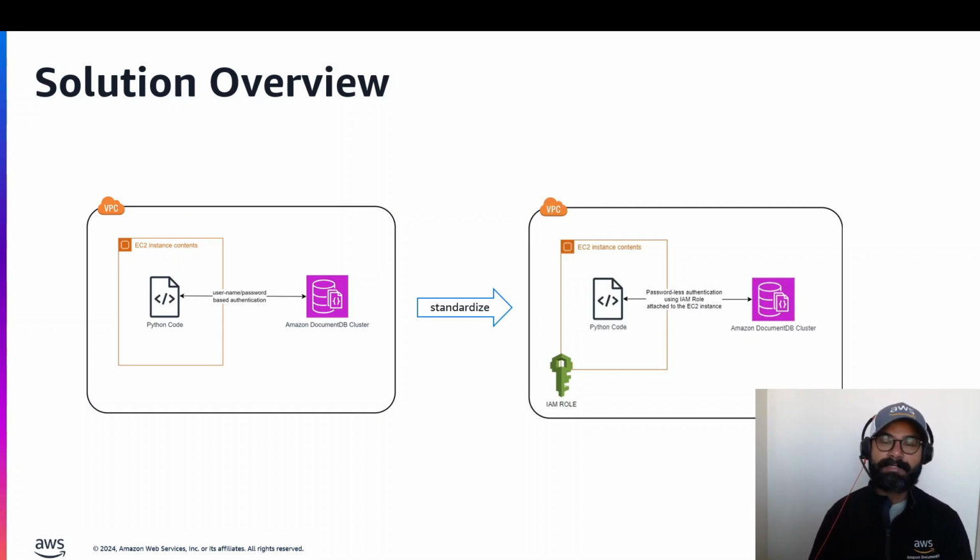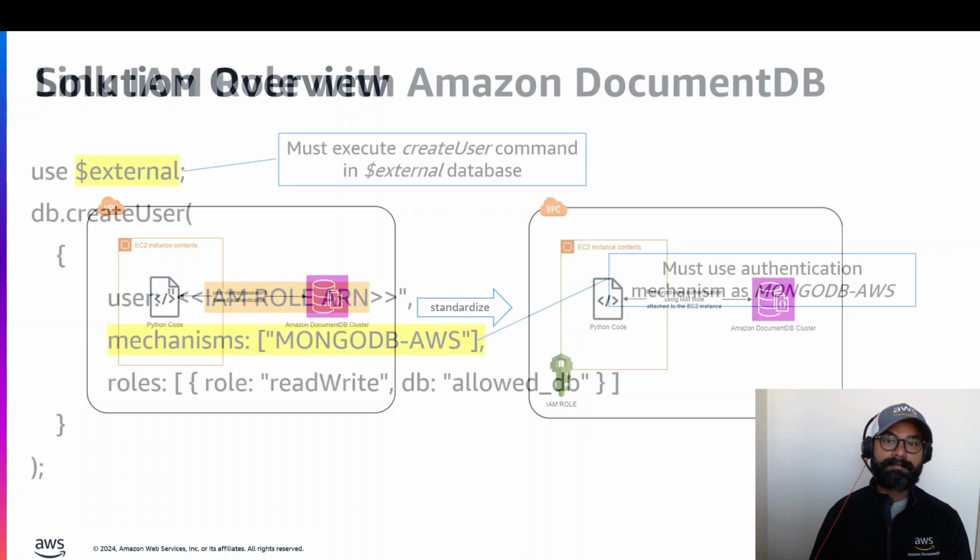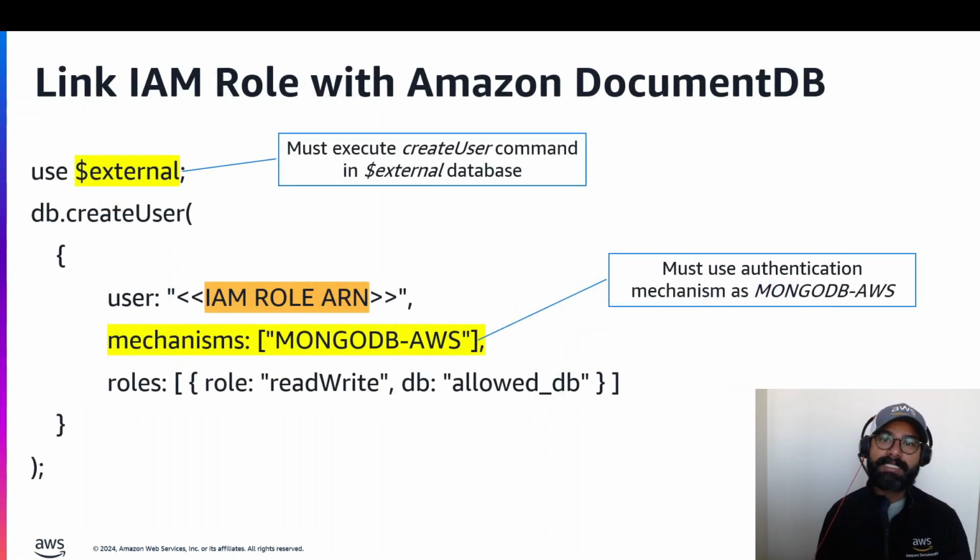Let's look at the steps that you need to do in order to switch from username password-based mechanism to IAM roles. First, you'll have to link your IAM role to DocumentDB. To do that, you log in using the root user, which is still username password. So let's say you log in using Mongo Shell.